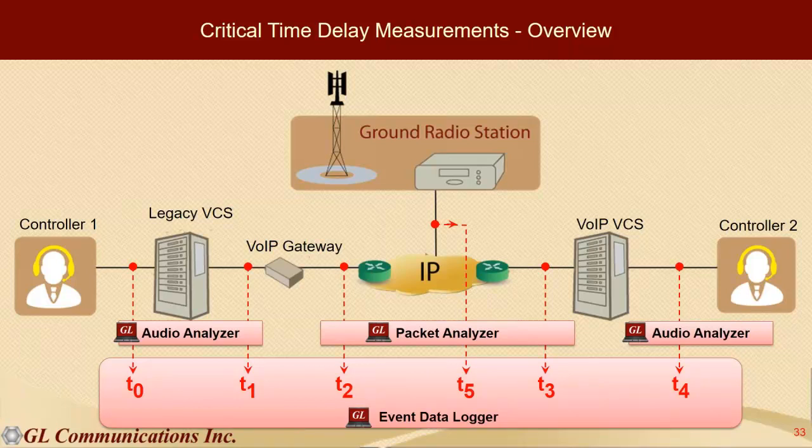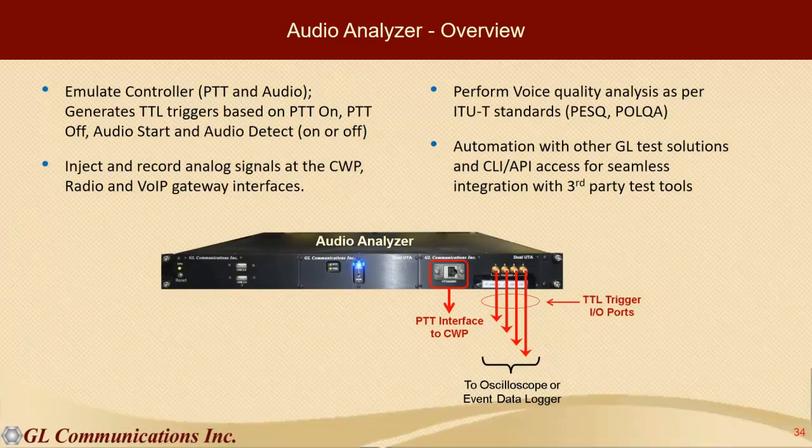This Audio Analyzer, again, in the analog world, can emulate a controller. So it has the ability through this interface right here to connect to what we call a dual jack module on a CWP, and through software it can enable and disable PTT at the CWP, and it can send and receive audio. So it's emulating a controller in an automated fashion, through software and this hardware.